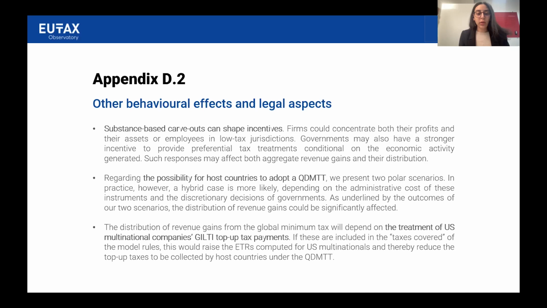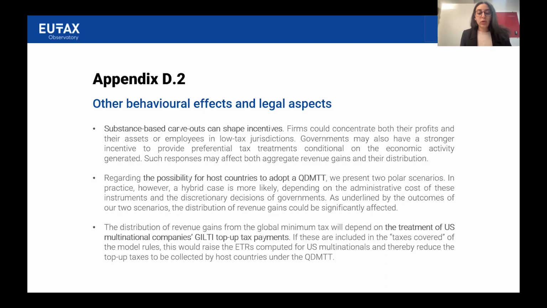Regarding the possibility for host countries to adopt the QDMTT, it may not be very easy, because for some developing countries it would be costly. So some developing countries might lose the ability to implement the QDMTT for various reasons, which will make them lose some revenues.